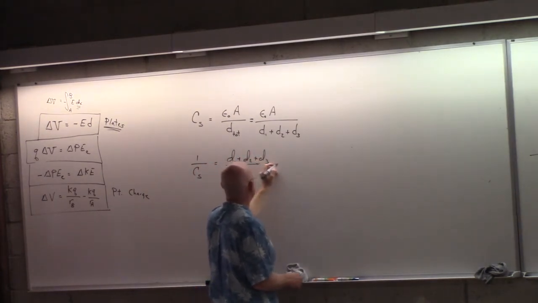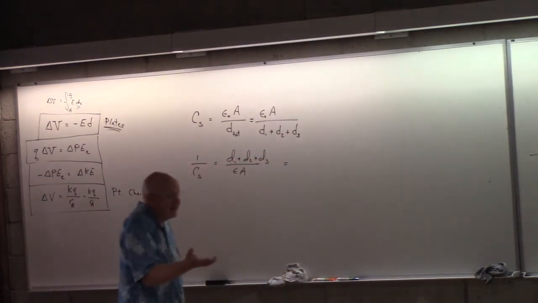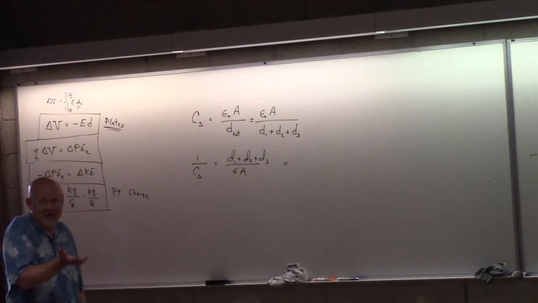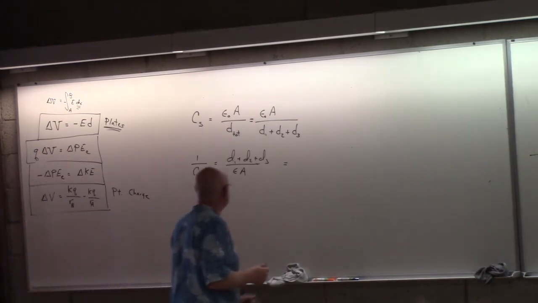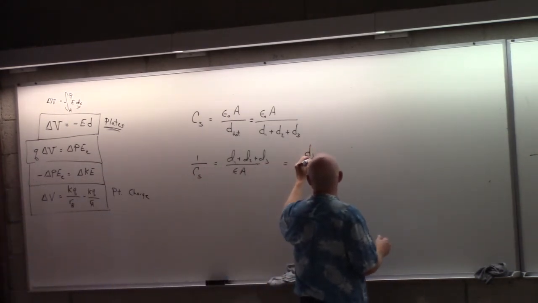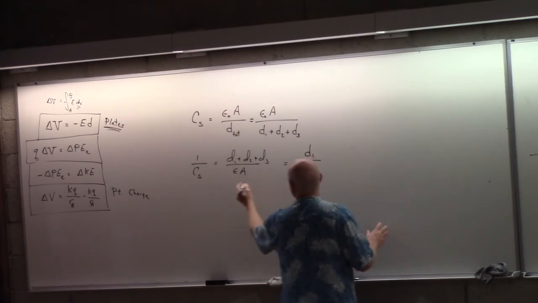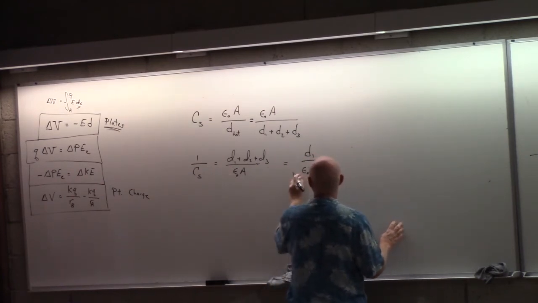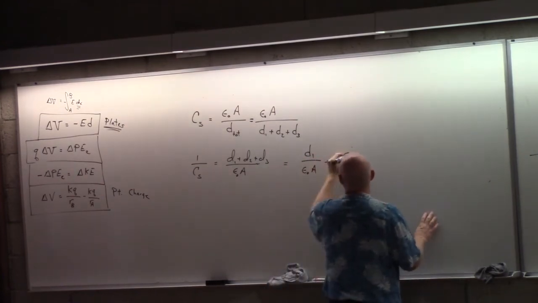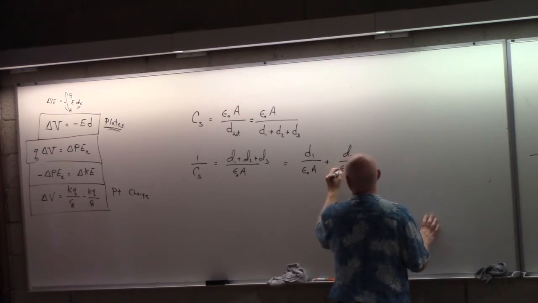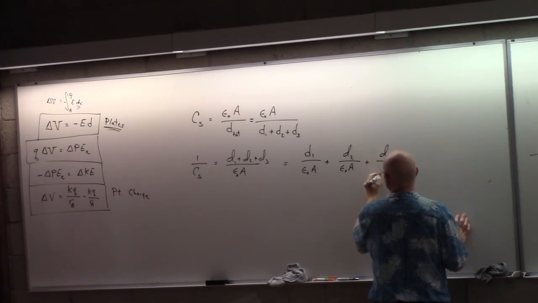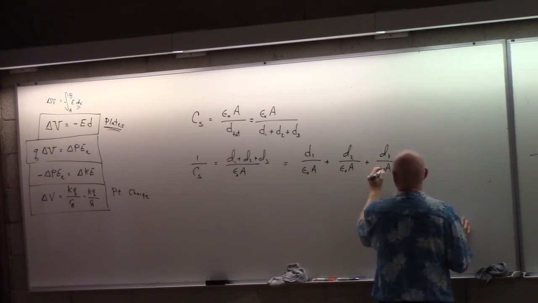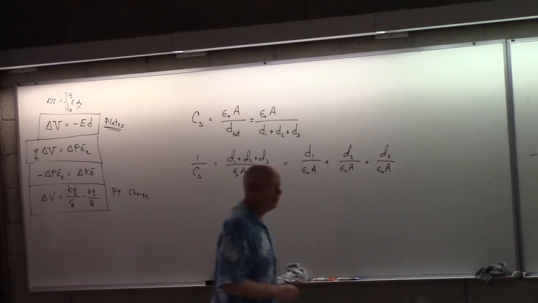Because as I just said, what was bothering me was the fact that those additions were in the denominator. So the best way to answer it is to get it out of the denominator. Take the reciprocal of it. And so what you're going to have then is a common denominator of epsilon times the area. And now you can separate the summation like we did for the parallel case.